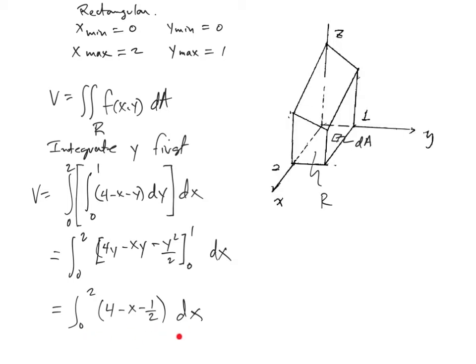And now we just have a simple integral with respect to x. Okay, we've integrated with respect to y. Now we're going to integrate with respect to x. All right, this is easy. 4x minus x squared over 2 minus 1/2 x, where x goes from 0 to 2.